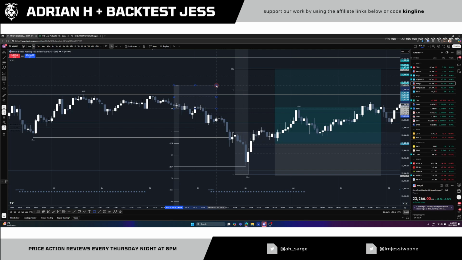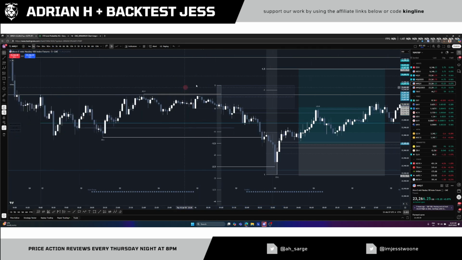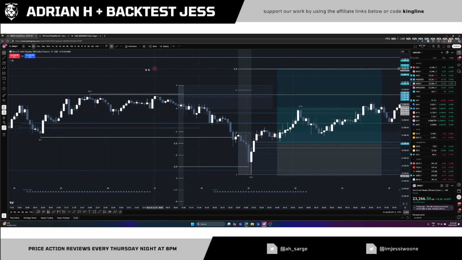This was a Q1 manipulation for London. The manipulation into the manipulation. Another good example of a swing failure pattern too. So opens high, takes out the high, closes back below these order blocks.